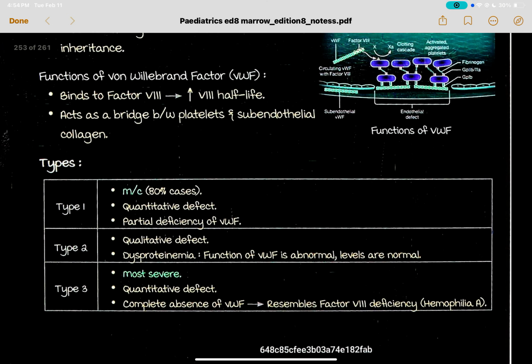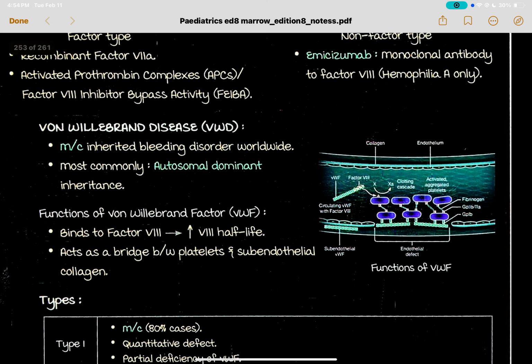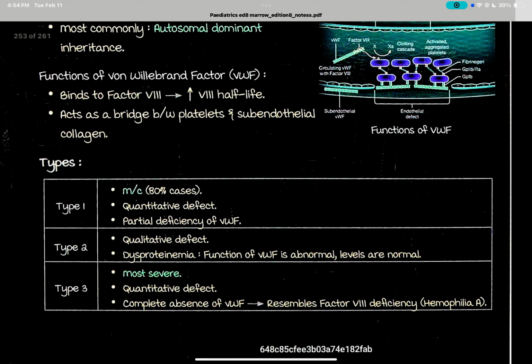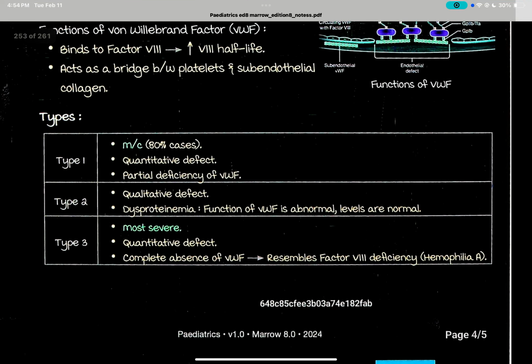This is von Willebrand disease, types 1, 2, and 3. Type 1 is most common, 80% of cases, quantitative defect, partial deficiency of von Willebrand factor.